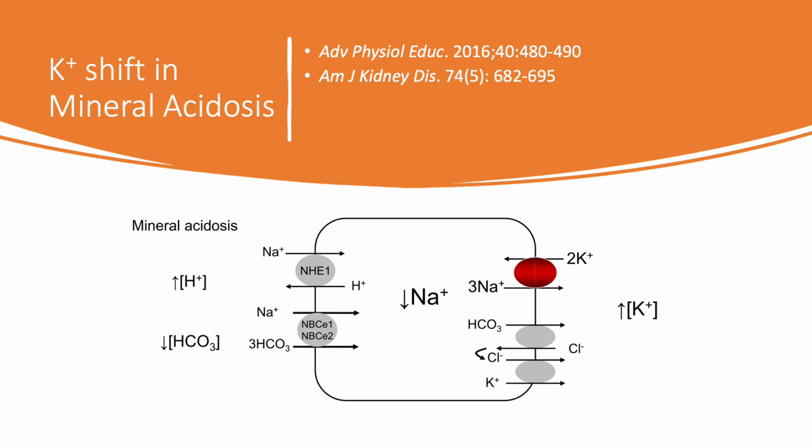So on the apical membrane of the cell, this is a muscle cell, we have a hydrogen sodium exchanger and also a sodium bicarbonate exchanger. Since hydrogen is already up, there's no need for this exchanger to work very hard, so hydrogen doesn't get pumped out of the cells. And the same way, bicarb is low, so there's no need for bicarb to be pumped back into the cell because it's low outside. So both transporters then are not going to pump enough sodium into the cell. So the sodium inside the cell will go down.